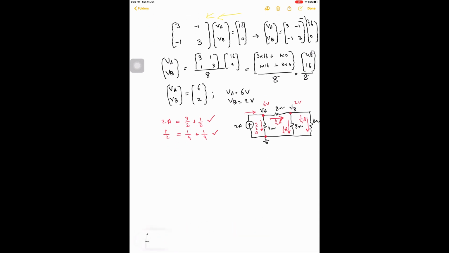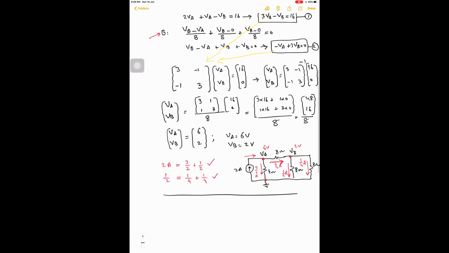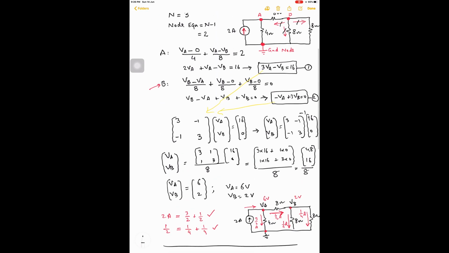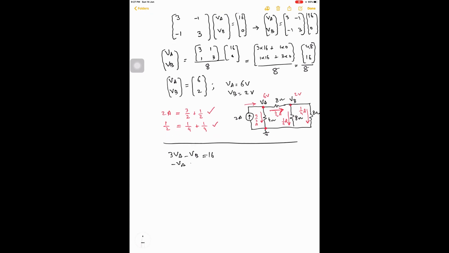Now I will discuss a very interesting aspect of node voltage analysis. I will reproduce equations 1 and 2 over here. Equation 1 is 3VA minus VB is equal to 16, and the second equation is minus VA plus 3VB is equal to 0.